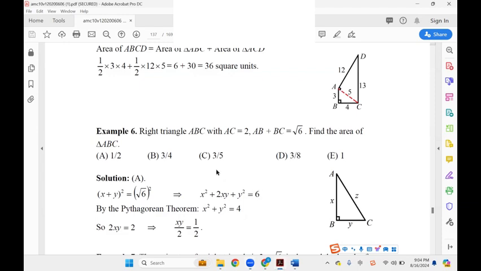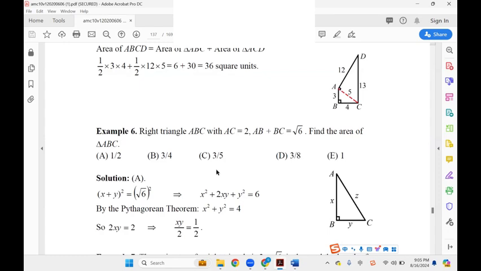So, triangle. This is A, B, C. It's X, Y, Z. Right, it's a triangle. And then AC is the hypotenuse. This is 2. And then X plus Y, it's AB and BC. We can also get to know it's 4, right? Because this side is 2.